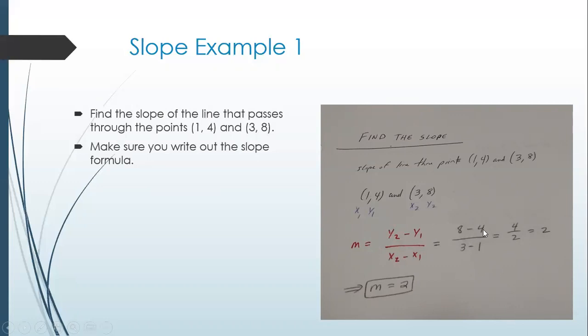Then we do the top. 8 minus 4 is 4. We do the bottom. 3 minus 1 is 2. 4 divided by 2 is 2. Go to my calculator. I get m equals 2. All right. That's slope example number 1.